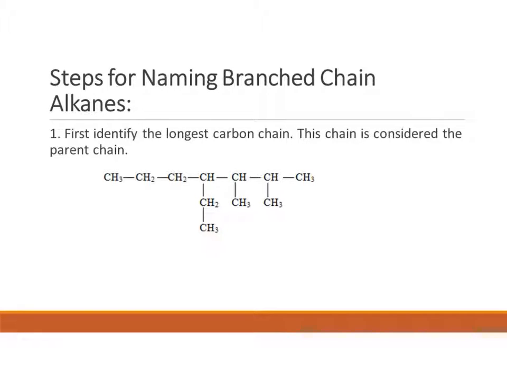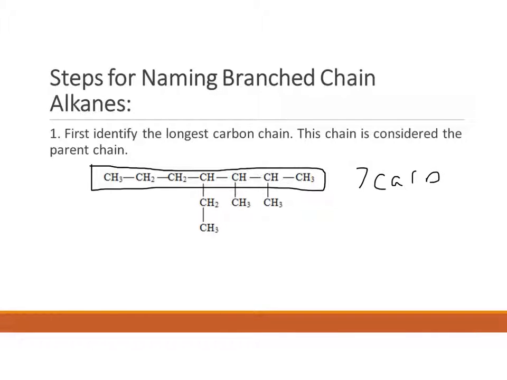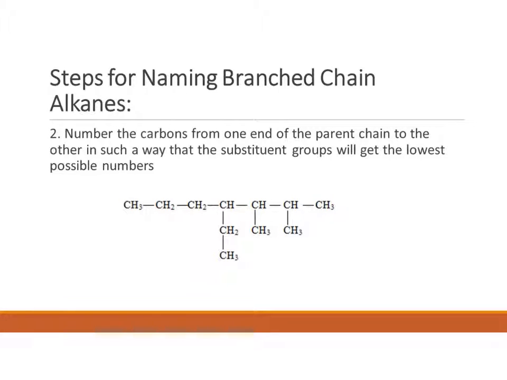So here is the longest carbon chain along the top. It is in a straight line for this example. And it has 1, 2, 3, 4, 5, 6, 7 carbons. Step 2, number the carbons from one end of the parent chain to the other in such a way that the substituent groups get the lowest possible number. So you can number starting at this end over here or starting at this end over here. You want to number at whichever end is going to give your branches here, here, here, the lowest possible number.